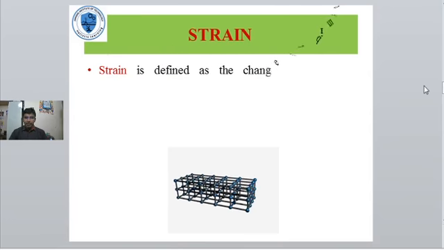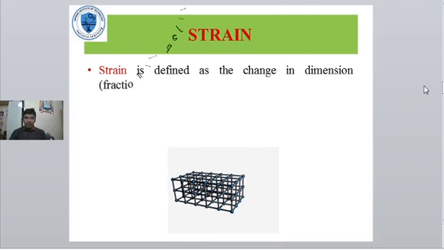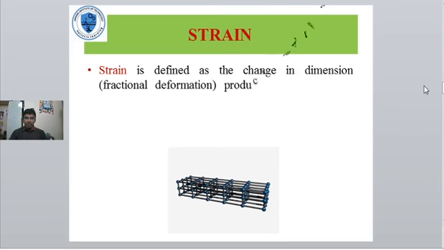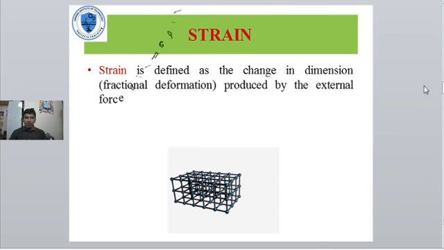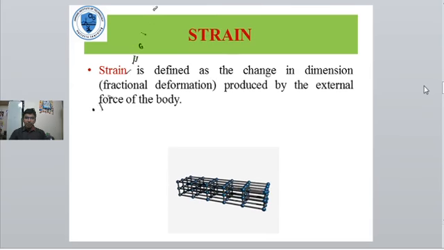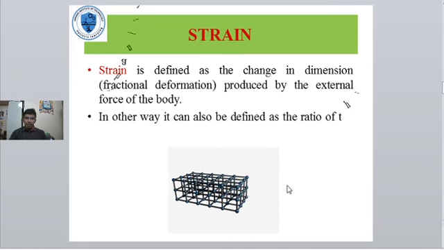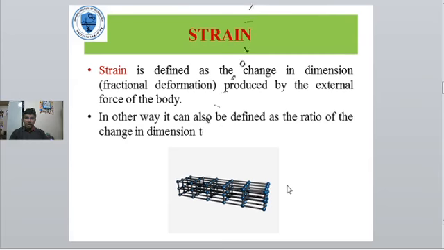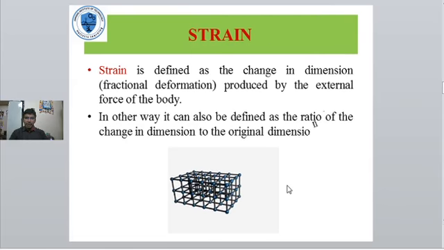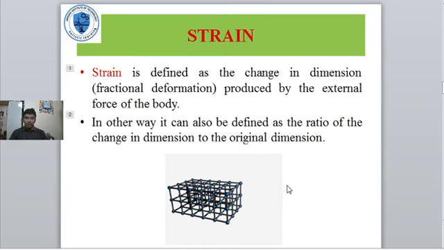Strain. Strain is defined as the change in dimension, that is, the fractional deformation produced by the external force on the body. You can understand from the image. In another way, it can also be defined as the ratio of the change in dimension to the original dimension.